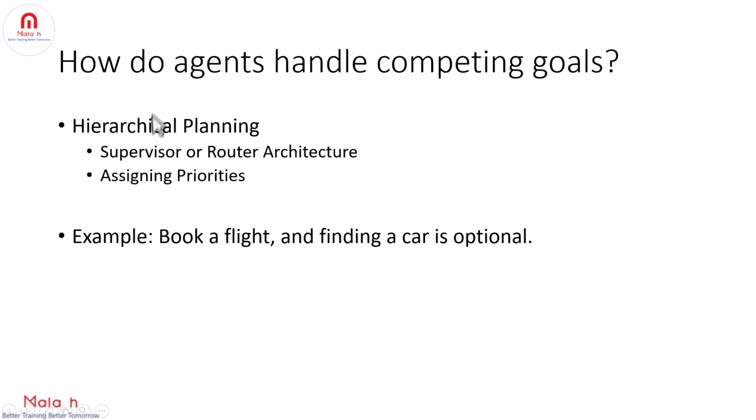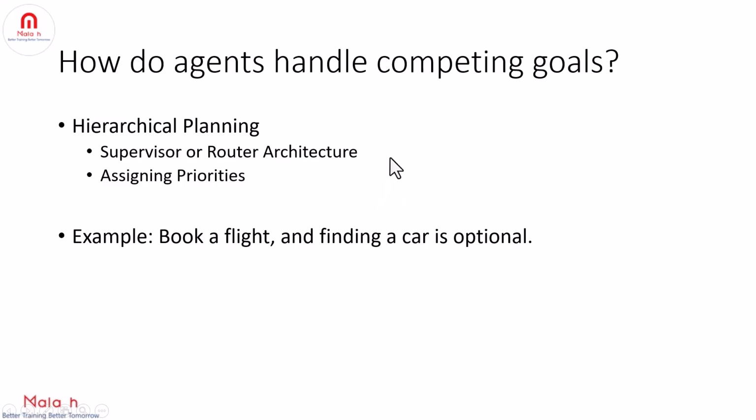How do agents handle competing goals? This is done through hierarchical planning. That is, with supervisor or router architecture, a top level agent looks at the user's request and breaks it into smaller sub-goals. And then each sub-goal gets a weight or priority based on importance.